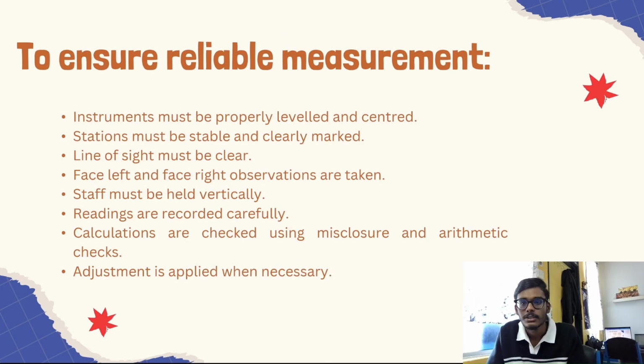Next is to ensure reliable measurement. The instrument must be properly leveled and centered. Besides that, stations must be stable and clearly marked. After that, the line of sight must be clear, and face left and face right observations are taken properly. So after that, the staff must be held vertically. And then we need to make sure that the readings are recorded carefully. And finally, the calculations are checked using misclosure and arithmetic checks.